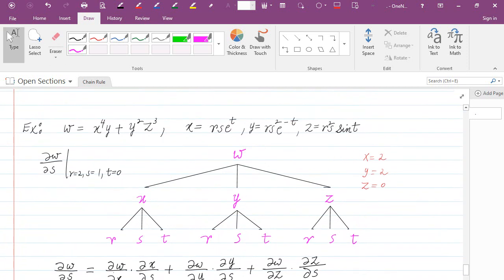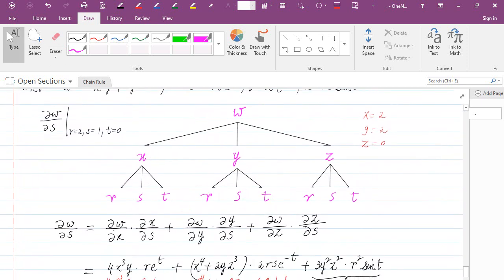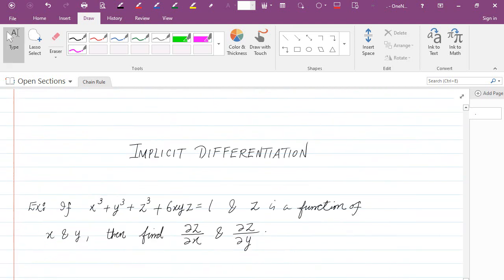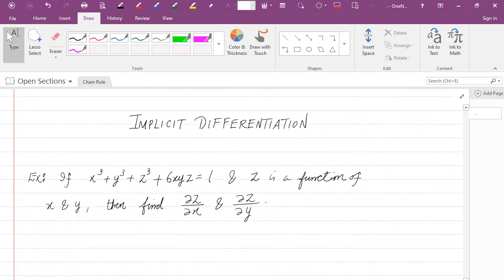Okay, so I hope that explains how to use the chain rule. In the next video we will be talking about implicit differentiation.